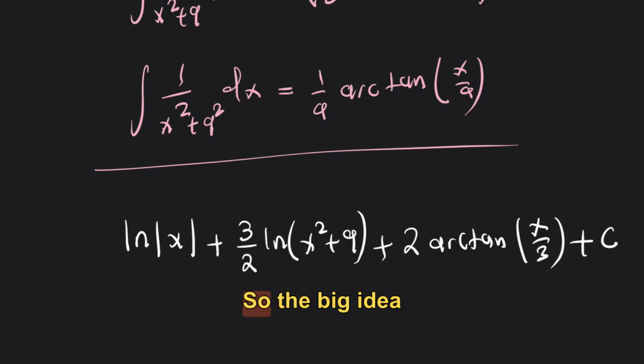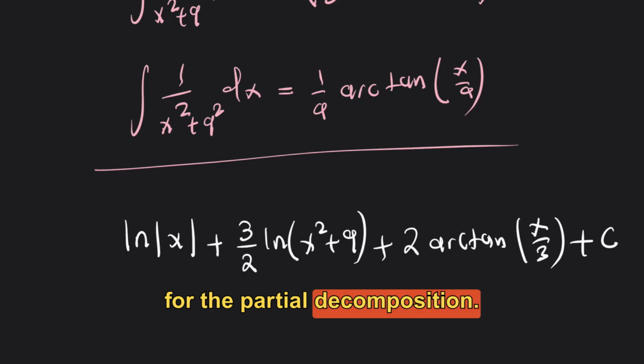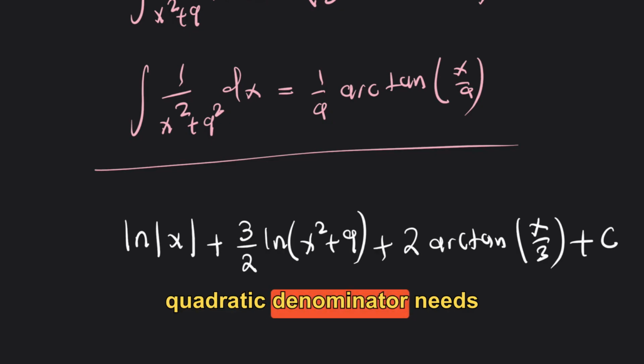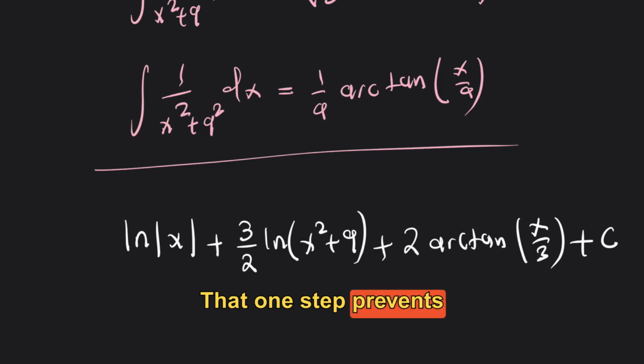Okay, so the big idea is very simple. When the denominator has x multiplied by x squared plus 9, remember to use A divided by x plus Bx plus C divided by x squared plus 9 for the partial decomposition. Something to take note of here is that the quadratic denominator needs a linear numerator. That one step prevents the biggest mistake in this problem.